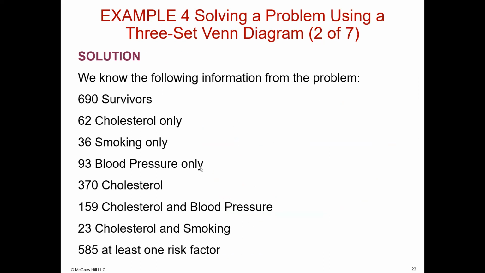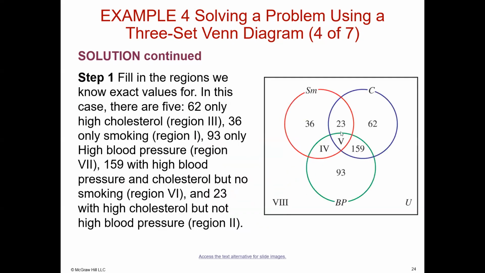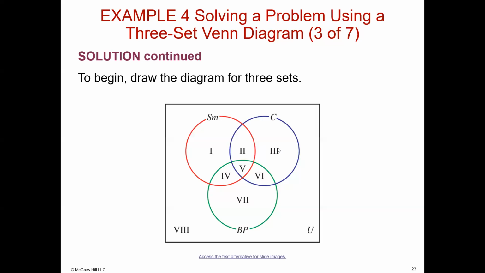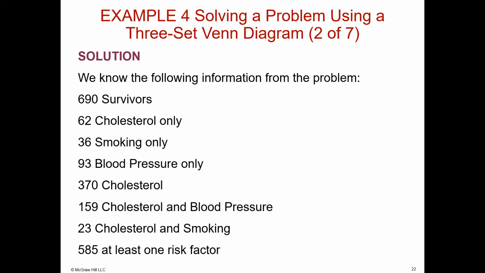Now, what was the next one? We had 23 was cholesterol and just smoking. Only cholesterol and smoking was 23. That goes in region 2. You are correct. All right. So we now know all these numbers here. Now we still have to populate regions 4 and 5. We don't know those. So what could maybe help us with 4 and 5?